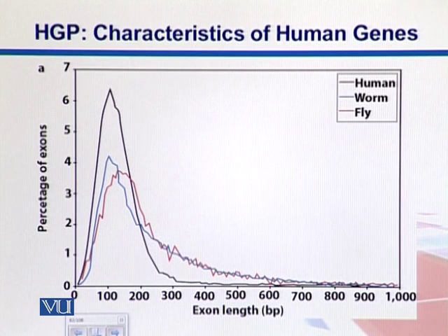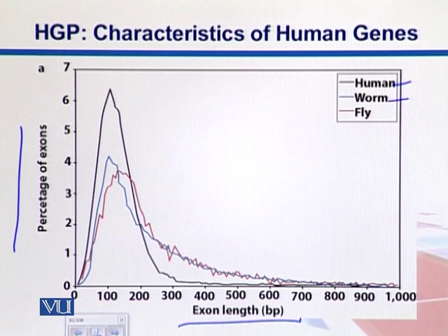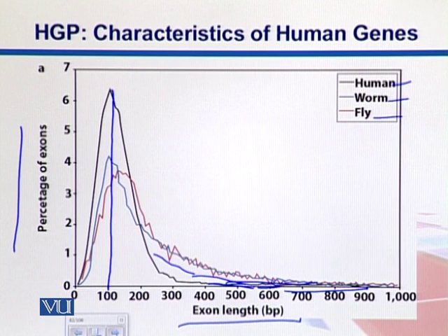Here in this diagram, we have the percentage of exons on the y-axis and the exon lengths on the x-axis, and we are comparing 3 species: humans, worms and flies. In humans, there is a high peak at a size of around 100 base pairs, where around 6.5% of the exons are of this length, and then we have a longer tail towards the right. In the other species, the percentage of exons in the higher length categories is relatively high compared to humans. So humans have relatively smaller exons.